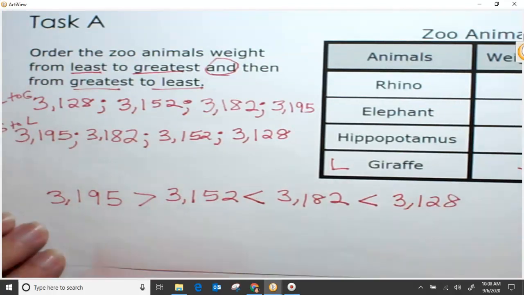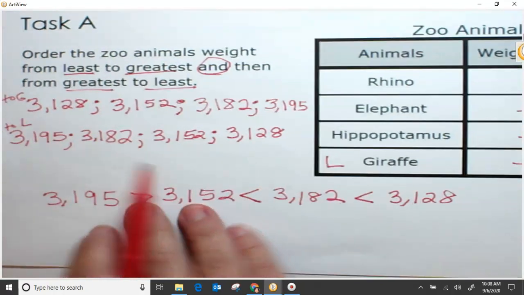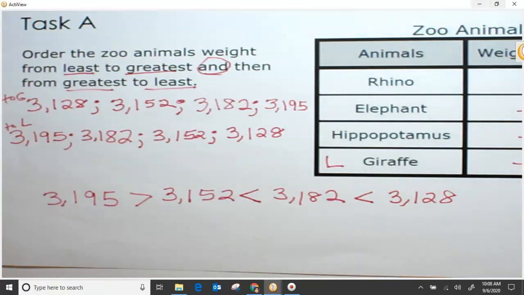So the numbers aren't ordered from least to greatest or greatest to least, but I'm showing how they compare based on my symbols. So I have 3,195 is greater than 3,152. And that means that 3,152 is less than 3,182. And 3,182 is less than 3,128. So that's a way that you can answer question number 2 on your cool down. All right, so that takes us to the end of today's lesson.